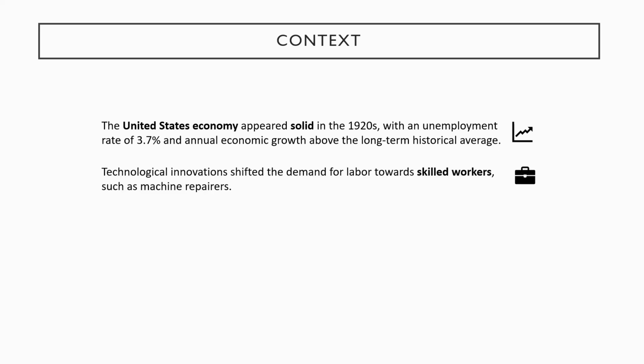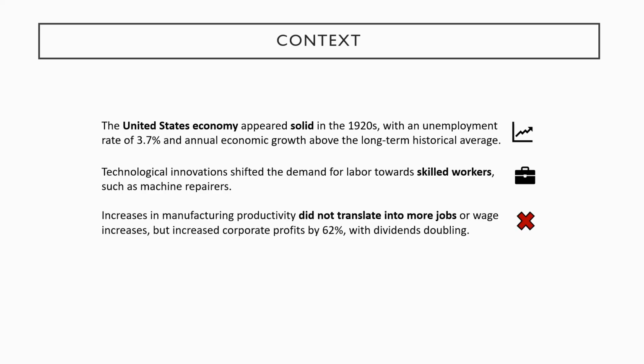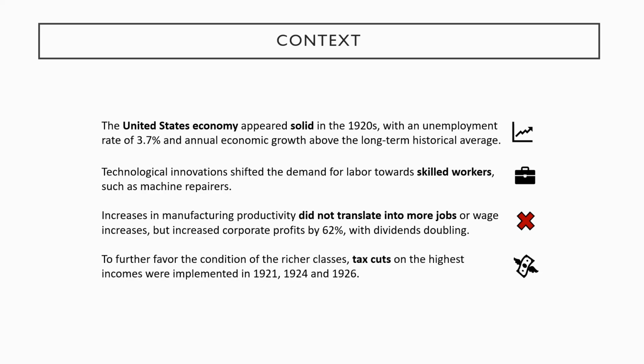In the same period, technological innovations shifted the demand for labor towards skilled workers, such as machine repairers, for example. Low-skilled workers were paid less than skilled workers. Unfortunately, increases in manufacturing productivity did not translate into more jobs or wage increases, but increased corporate profits by 62%, with dividends doubling. To further favor the condition of the richer classes, tax cuts on the highest incomes were implemented in 1921, 24, and 26.